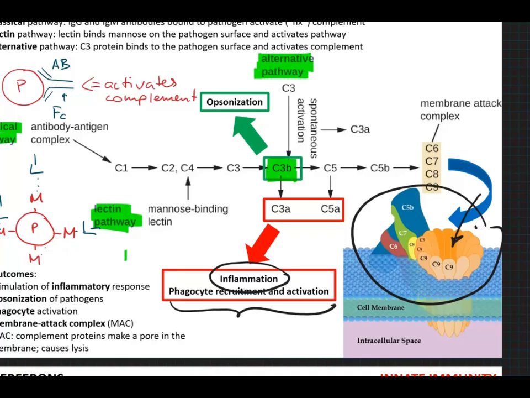Okay? So they form a pore, and that disrupts the distribution of ions, action potential, and eventually a cell shuts down. Okay? So far, inflammation, membrane attack complex. What about opsonization?